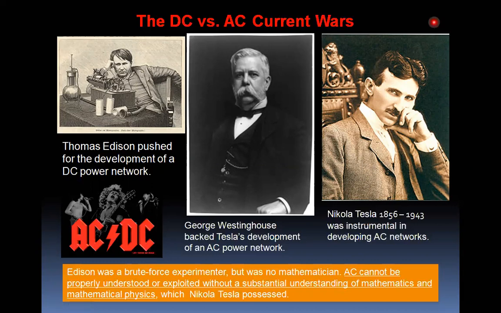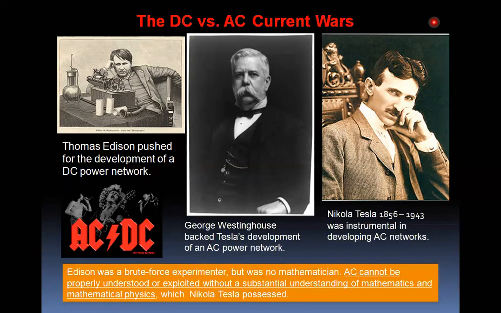Thomas Edison pushed for the development of a DC power network, and Nikola Tesla, a physicist and inventor, was instrumental in developing AC networks. George Westinghouse backed Tesla's development of an AC power network. Edison was a brute force experimenter, but was no mathematician. AC cannot be understood or exploited without a substantial understanding of mathematics and mathematical physics, which Nikola Tesla possessed.